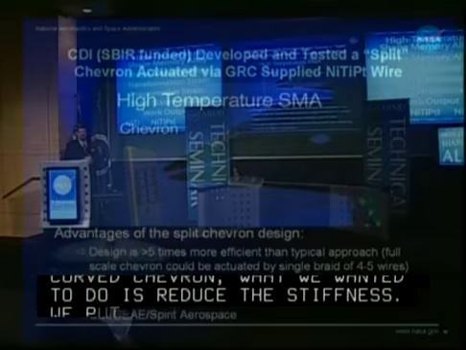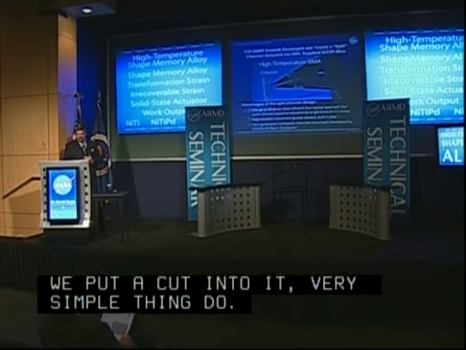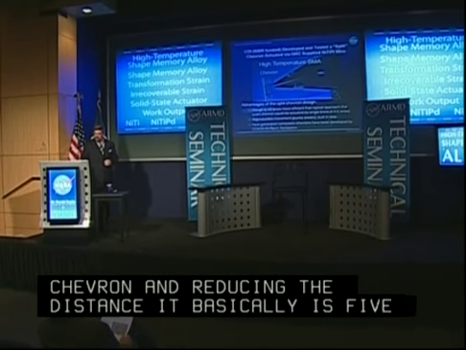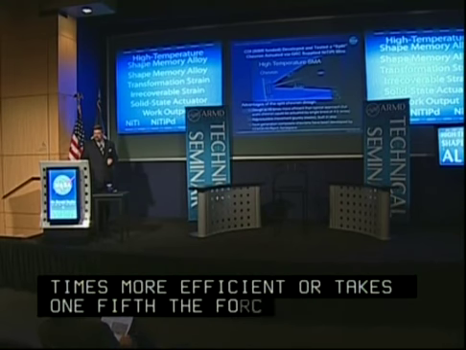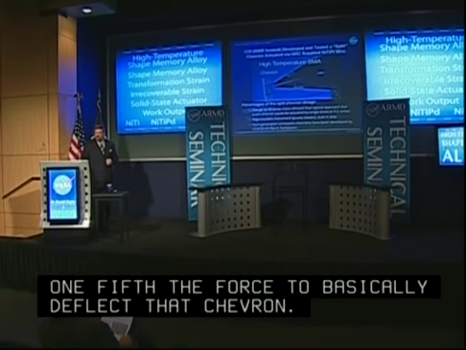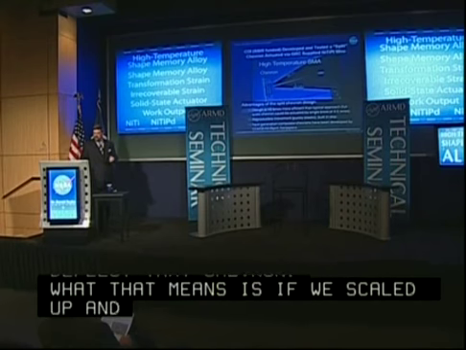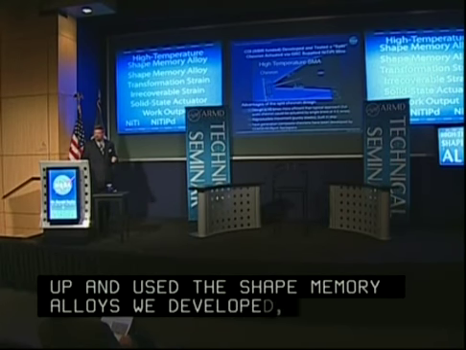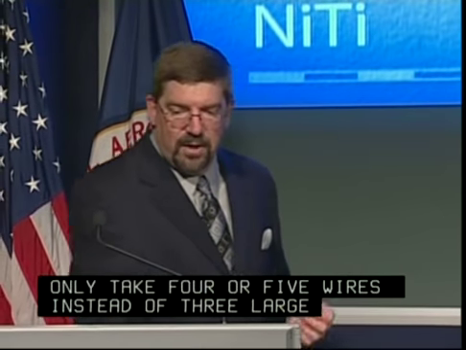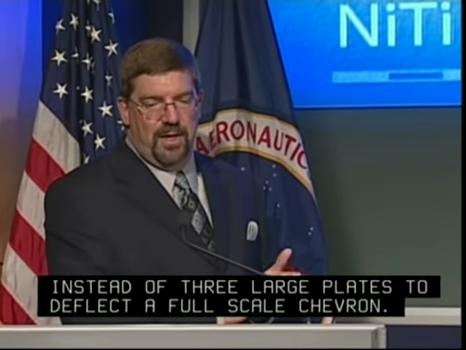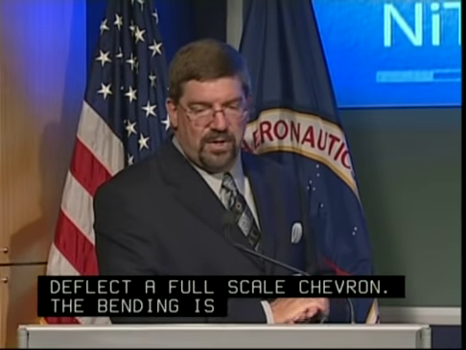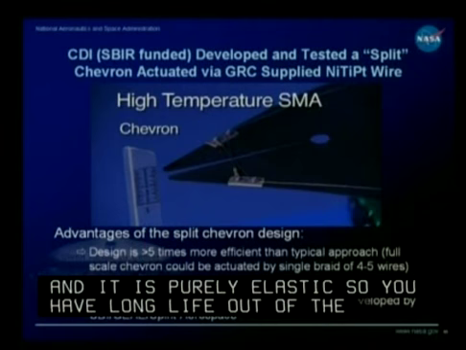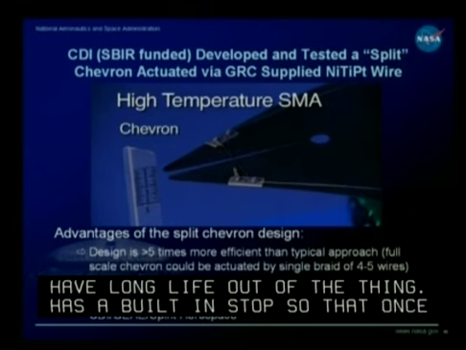By putting the cut into the chevron and reducing the stiffness, it basically is 5 times more efficient, or it takes 1/5 the force to basically deflect that chevron. What that means is that if we scaled up and used the shape memory alloys that we developed, it would only take about 4 or 5 wires instead of 3 large plates to deflect a full-scale chevron. The bending is very reproducible, and it's purely elastic, so you'd have long life out of the thing, and it has a built-in stop so that once it comes down and meets, it stops with a certain depth of penetration.